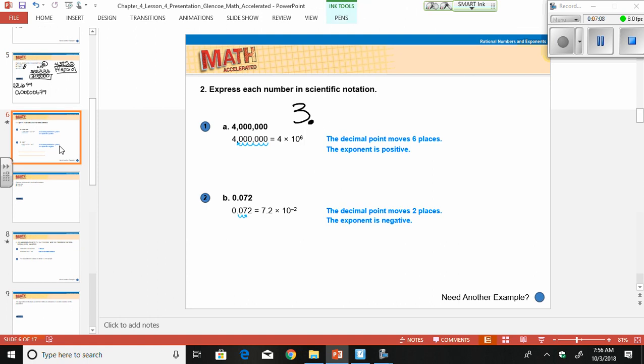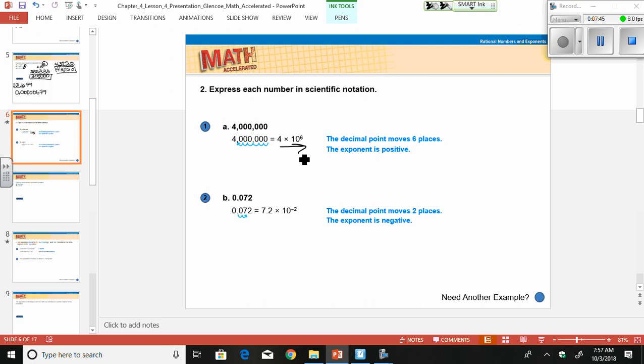Express each number in scientific notation. That means we need to move the decimal between the first 2 significant digits, so we end up with a number in the ones place. The decimal starts at the end, and we move 1, 2, 3, 4, 5, 6 places. So 4 times 10 to the, and that's where you have to think about, well, to get back to that standard form, I would need to move my number to the right to get back to 4 millionths. It has to be a +6 because we would need to move to the right.